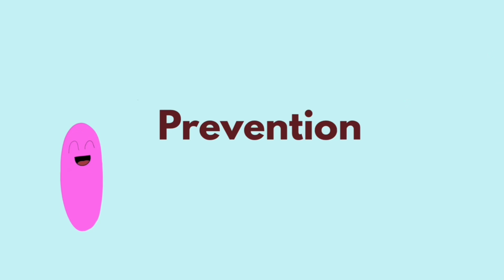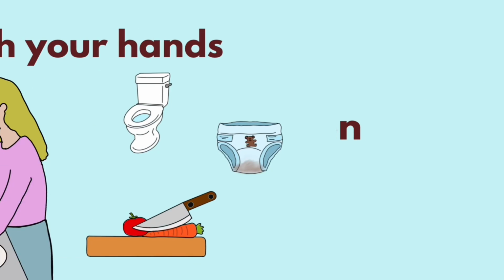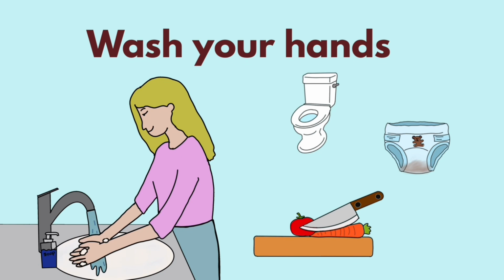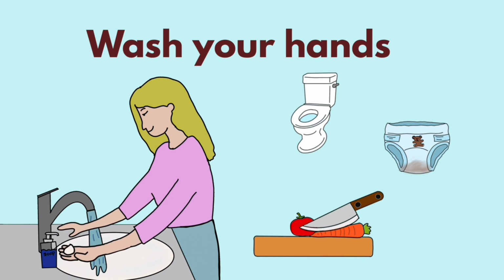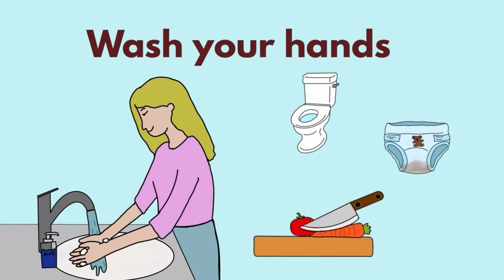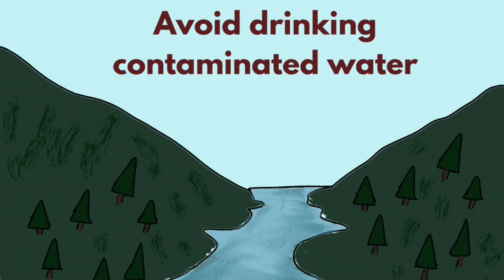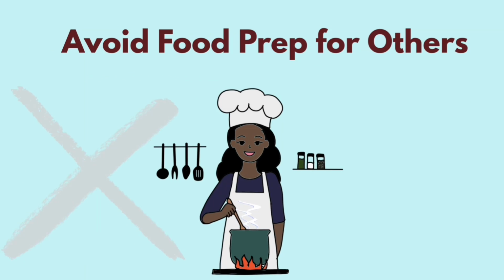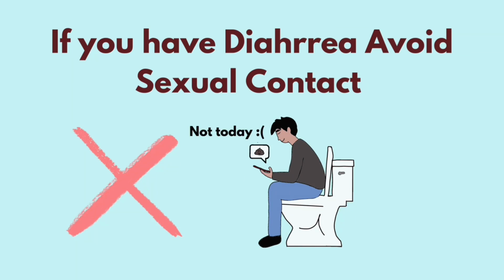To prevent getting Shigella and spreading it around, wash your hands often, especially after using the restroom, changing diapers, or before preparing food. Avoid drinking water from lakes, streams, or other water sources that may contain contamination. If you have Shigella, avoid preparing food for others. And lastly, if you or your partner have diarrhea, avoid sexual contact that might increase the risk of ingesting fecal matter.